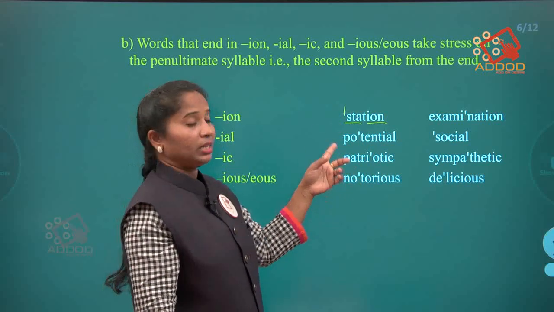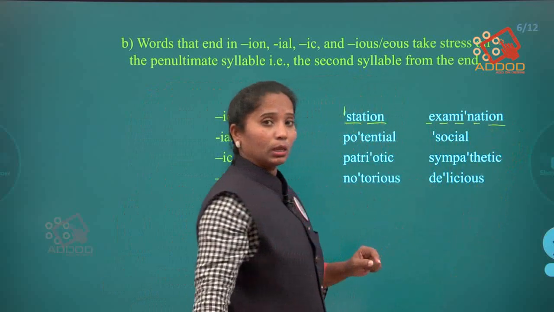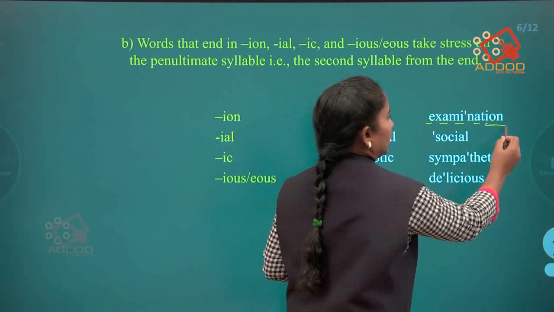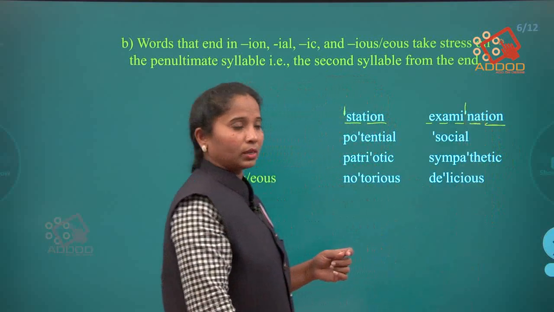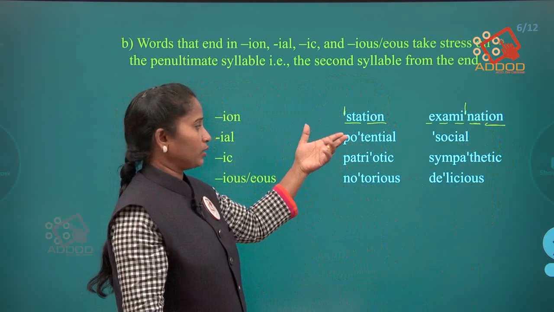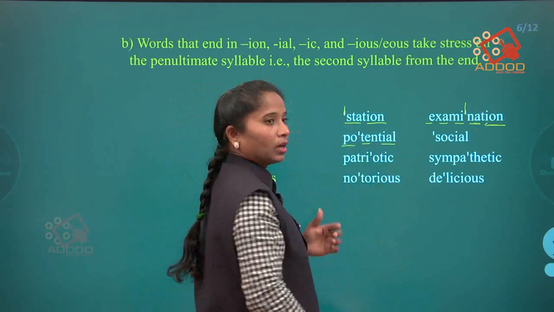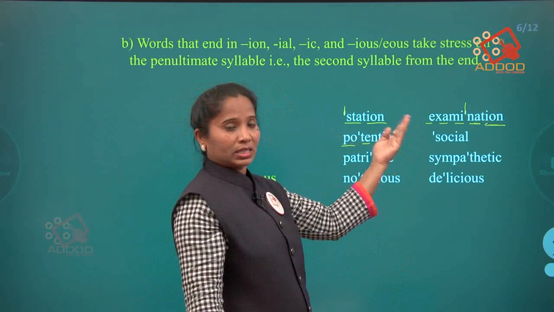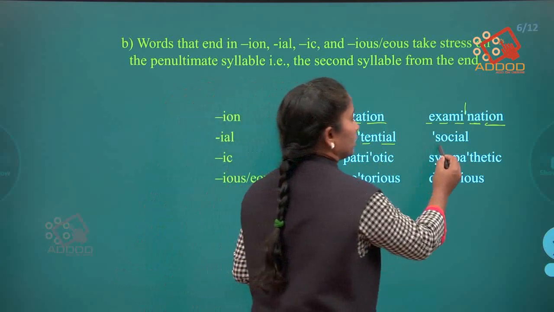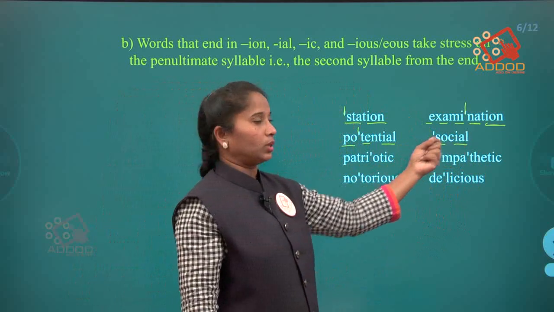How do you pronounce? Examination. So even here, you have to check how many syllables you have. There are 5. So from the end of the word you have to place it on the second. So, nation. Here is your stress mark. Next, ial. What is the first word? Potential. Here also the same rule follows. First check how many syllables you have. Potential. From the end of the word, second syllable. So you have to place it on this. Social. You have only 2 syllables here, so on the second syllable from the end of the word.